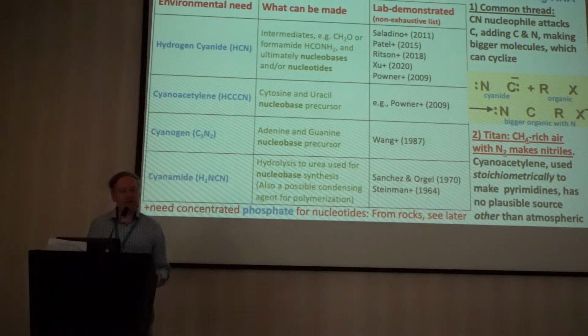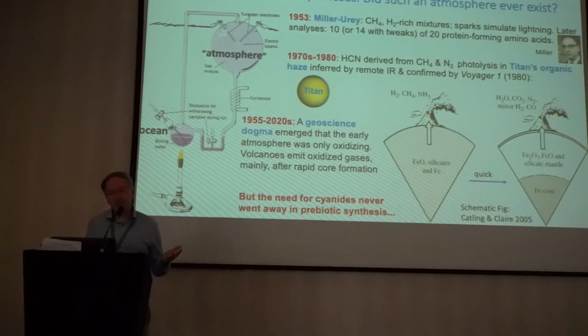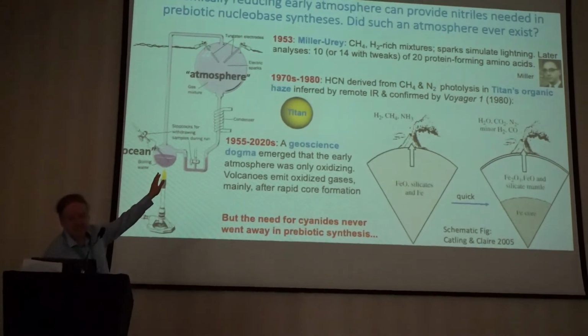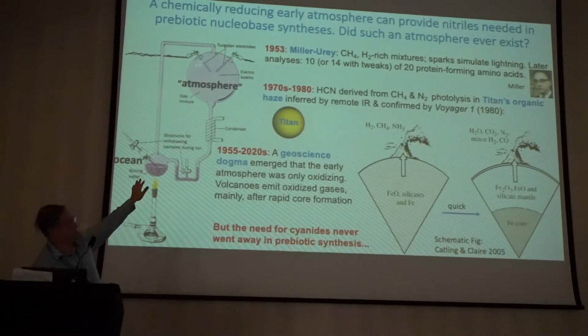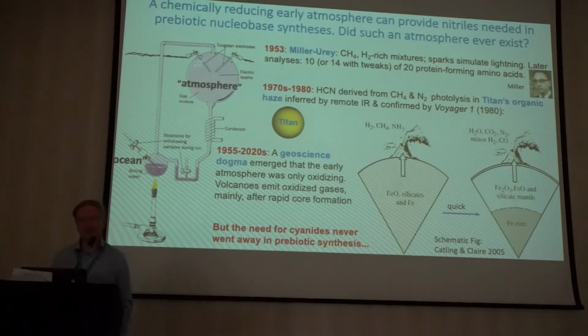Now the question is, did we ever have something resembling a Titan-like atmosphere on the early Earth? This is also called a Miller-Urey atmosphere because Stanley Miller, picture shown there, together with his PhD advisor, published this very famous paper about having a reducing atmosphere in a flask and this kind of apparatus, putting a spark through it and making amino acids, including 10 or 14 with tweaks of the 20 protein-forming amino acids. Later, we knew in the 1970s from remote observations that HCN was present on Titan, and then this was confirmed by the Voyager 1 mission.